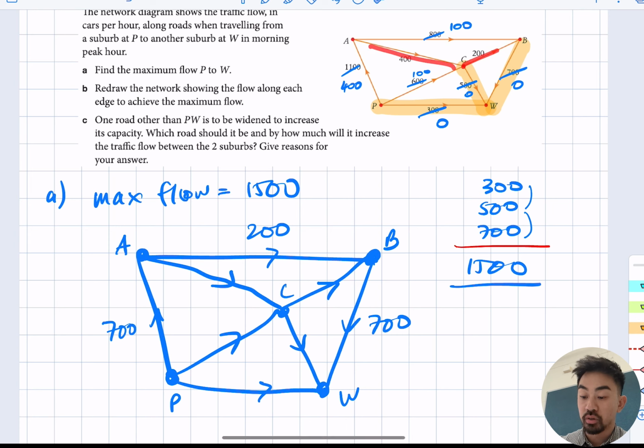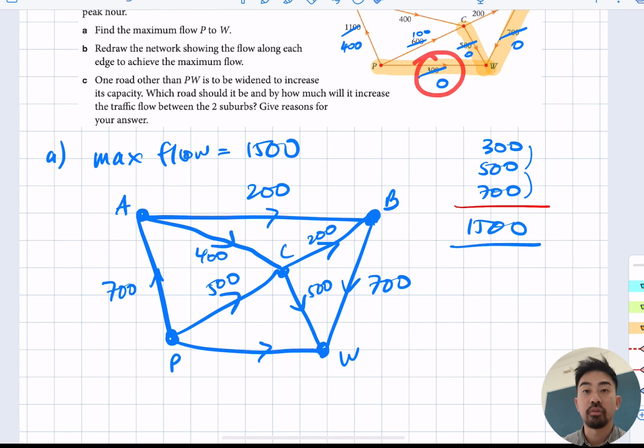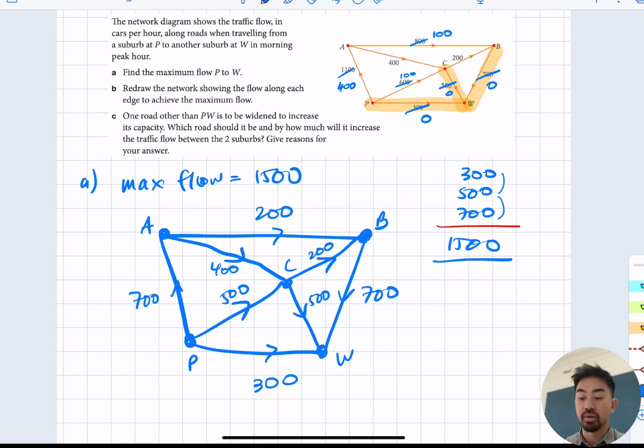This one is 400 and 200, so no change there, so 400, 200. What about here? We've got 100 and 600, so that's 500. Over here, you've got 500 and 0, so that's going to remain 500. And then lastly, I've got 300 minus 0, that's 300. So that is my maxed out network going from P to W.